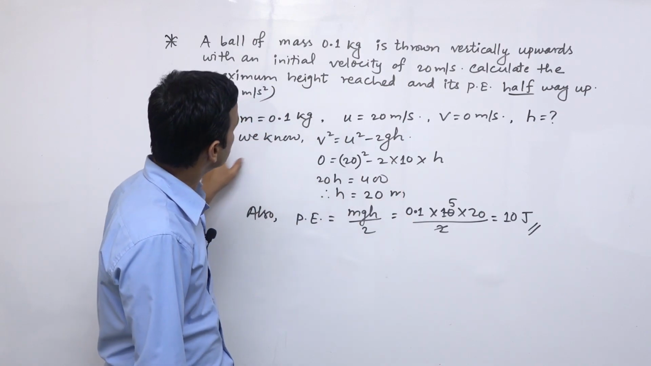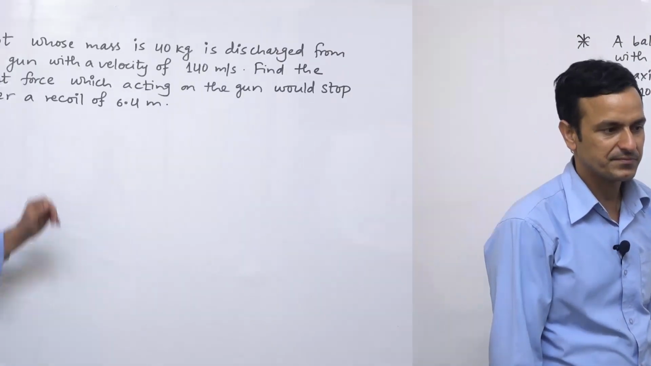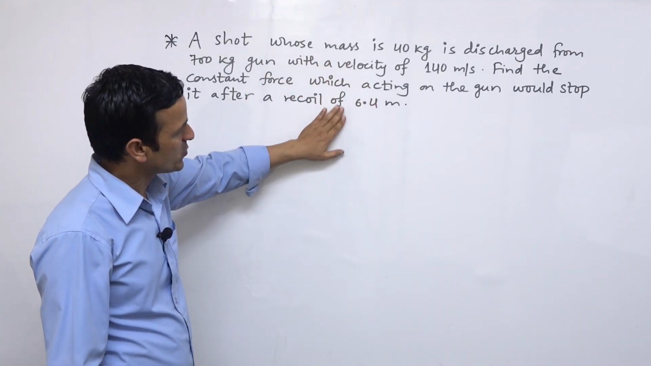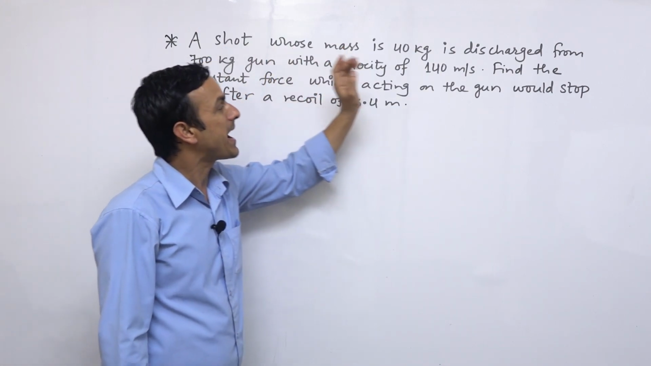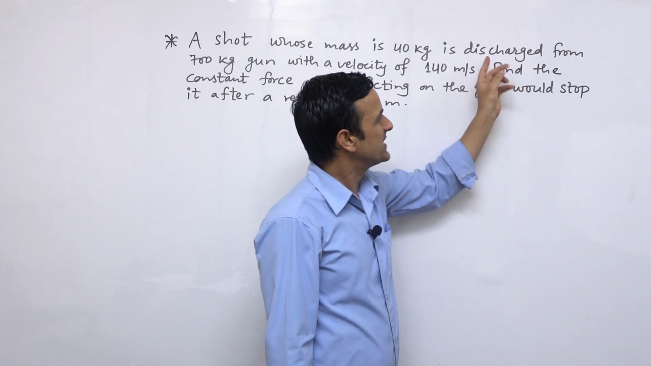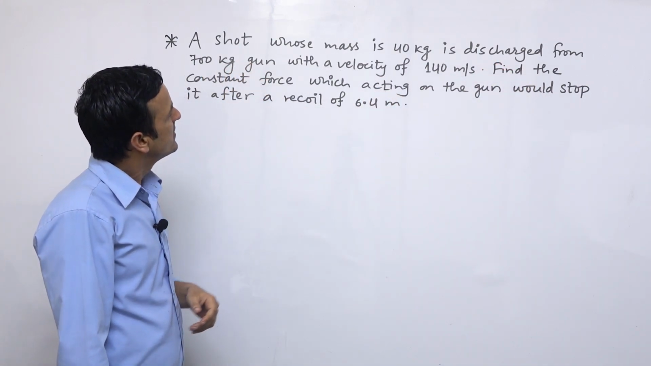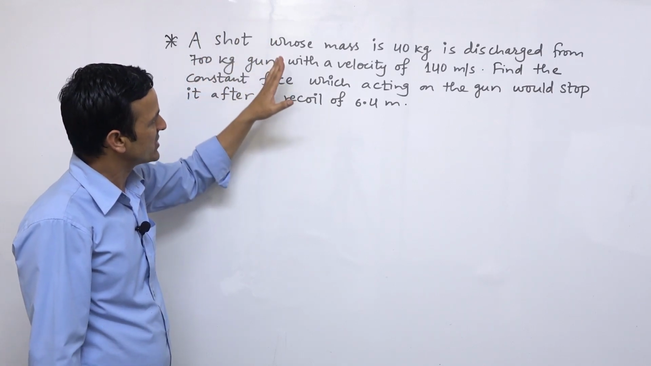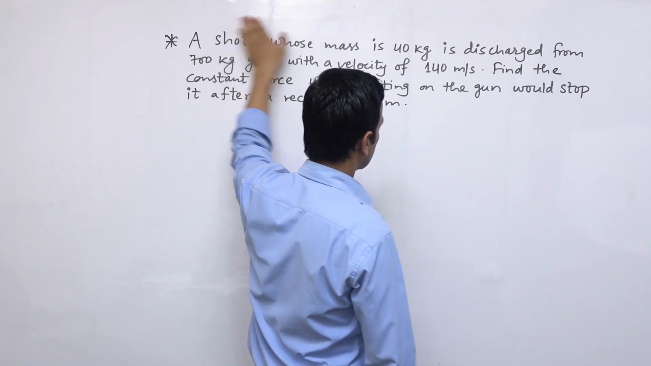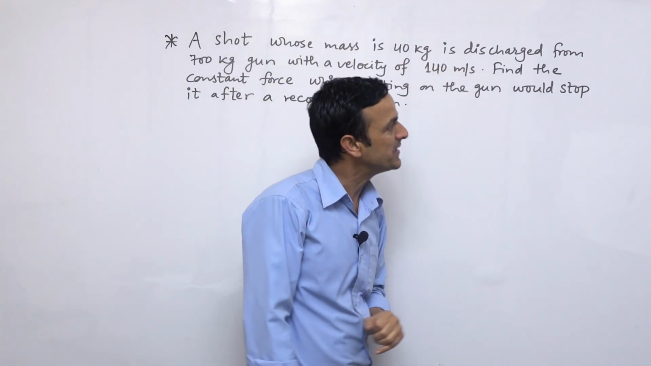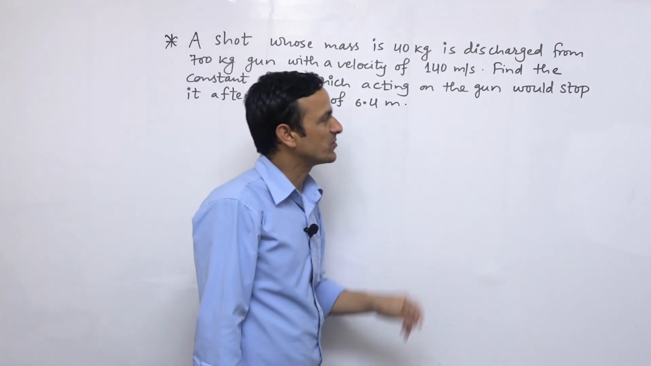So in this way we can solve the problem according to the given question. Now we have this question. We can see this question on the board, whiteboard. A shot whose mass is 40 kg is discharged from the 700 kg gun. एउटा गनबाट हामीले शट फ्याकेका छौं अथवा बुलेट फ्याकेका छौं with this velocity. The velocity of shot is 140 meter per second. Find the constant force which acting on the gun.